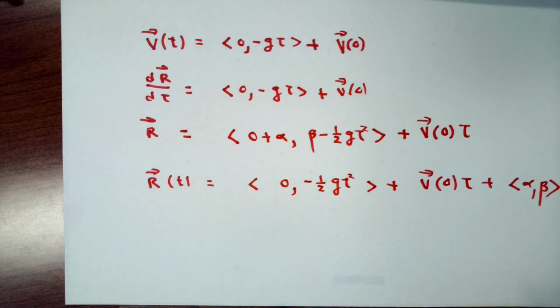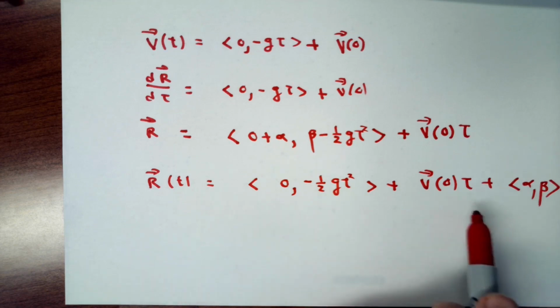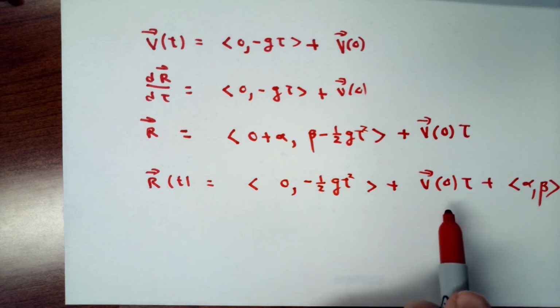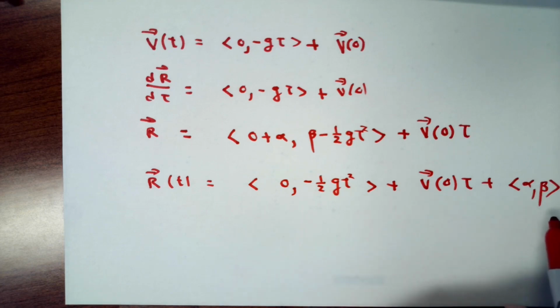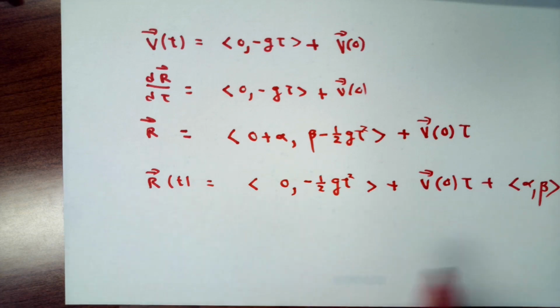If t is 0, then this vector is 0. This would be the number 0 times a constant vector, which is 0. This would be the r evaluated at t equals 0. This would be the position of the object at the beginning of the situation, at t equals 0.